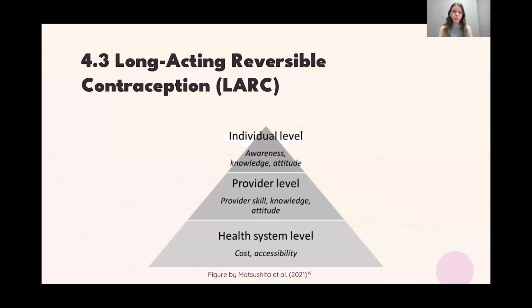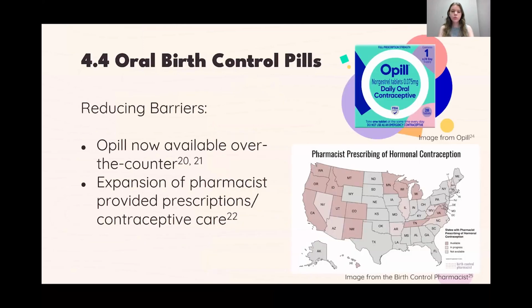to LARCs. Then next is oral birth control pills, which traditionally have only been available via prescription from a doctor. But now Opill, a single hormone pill that has been approved for over-the-counter use by the FDA, is in retail stores now. And this removes a lot of barriers individuals might face, like not having a primary care provider, not having time, having transportation difficulties, and other issues. However, because it is a progestin-only pill, it may not be suitable for everyone and their health needs.